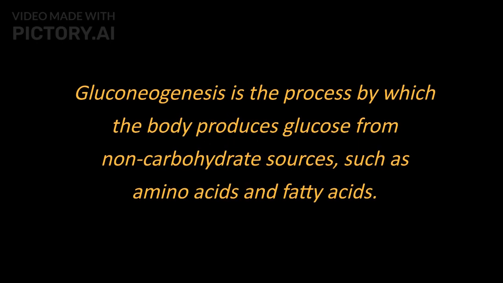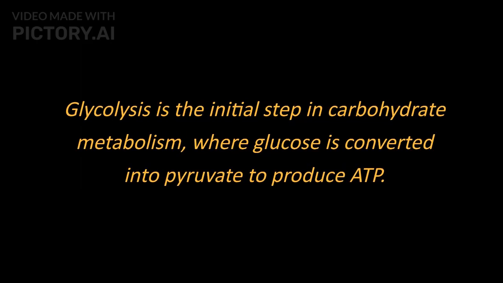6. What is gluconeogenesis? Gluconeogenesis is the process by which the body produces glucose from non-carbohydrate sources, such as amino acids and fatty acids. 7. What is glycolysis? Glycolysis is the initial step in carbohydrate metabolism, where glucose is converted into pyruvate to produce ATP.